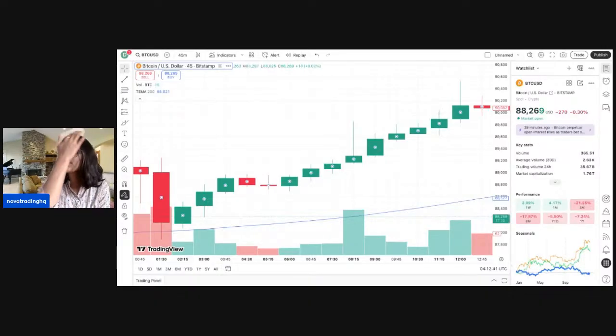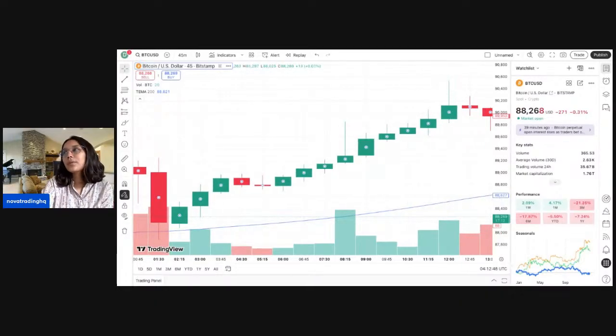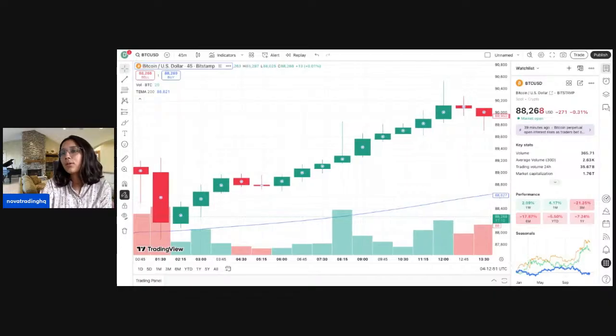So from the risk point of view, I would say to add risk, it is only after acceptance, but not under resistance. That's the important thing which we need to keep in mind.